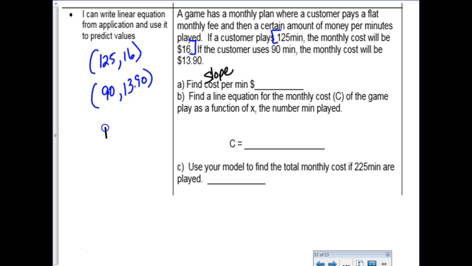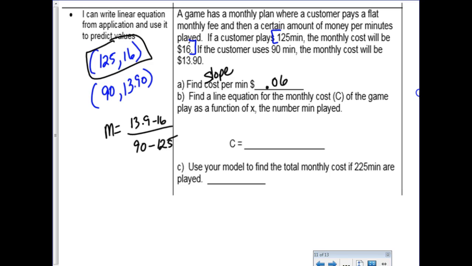So if I go find slope, I get, let's see, $13.90. Oh, pen's still not working. All right, $13.90 minus 16 over 90 minus 125. So this does come out, I believe, to a positive slope, yeah, and it looks like 6 cents. So find the equation of the line. It'd be cool if I had the y-intercept, but I do not. So I'm going to have to use my favorite point, which, I don't know, how about this point right here?